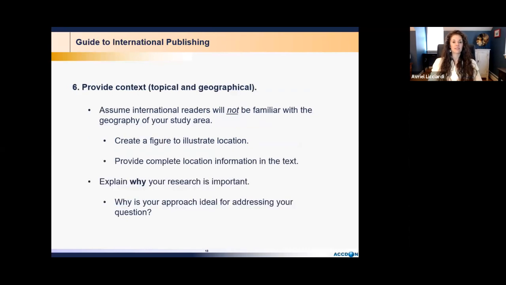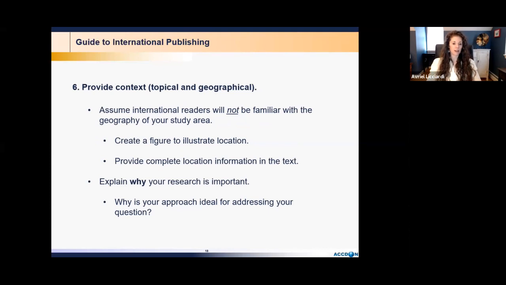Number 6 is, again, to provide context or background for your research. As you do your writing, it's very important to assume that readers in general are not going to be familiar with the geography of your study area. So for me, I was a geologist, and if I'm working in a certain part of Greenland, I can't just say Greenland or not even say Greenland at all, because my readers will not understand where my research is and why it is important for that specific area.